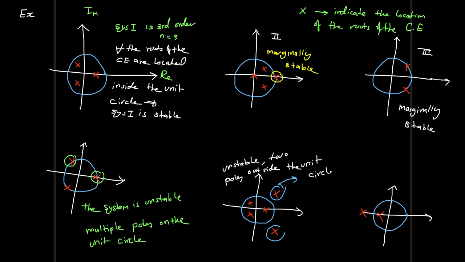Now what about the last system? In the last system we also have one root located outside the unit circle, so the system is unstable. So the stability of the system can be decided by knowing the location of the characteristic equation roots.